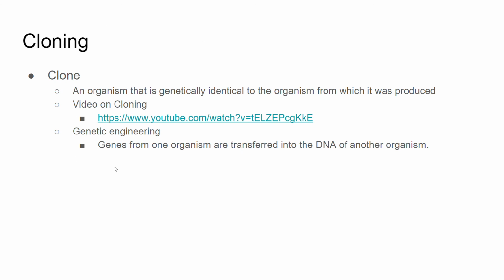Last but not least, we have genetic engineering. These are genes from one organism that are transferred into the DNA of another organism. So one of the ones that I like the most is we actually have mice that glow. What they did was they actually took genes from a jellyfish. The gene is called GFP, something fluorescent protein, glowing fluorescent, something like that.